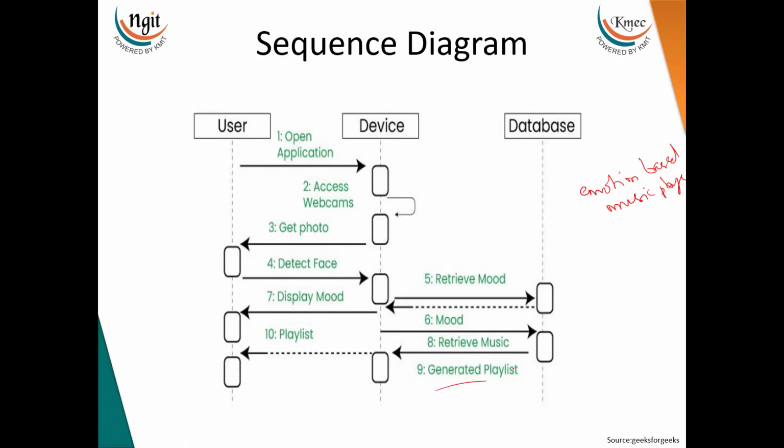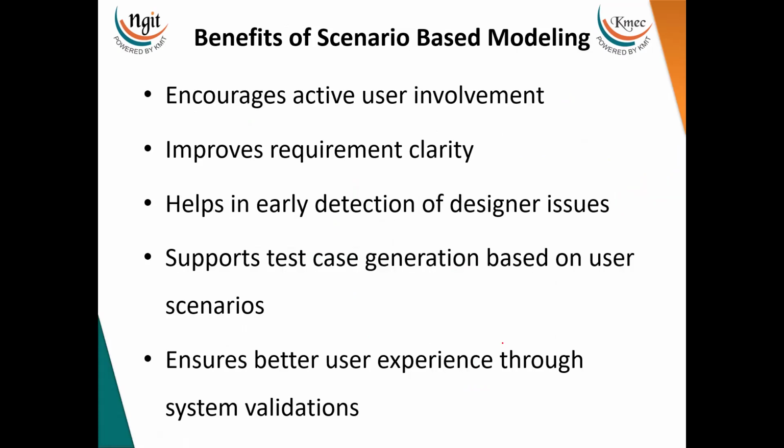These are all the sequence of operations. This is user, device, database. Here we are opening the application, accessing the webcam, getting the photo, detecting the face, retrieving the mood, displaying the mood, retrieving and generating the playlist. This is the sequence. Hope you understood, students.